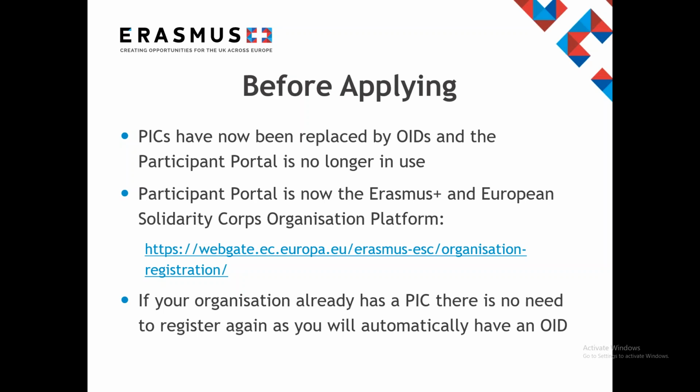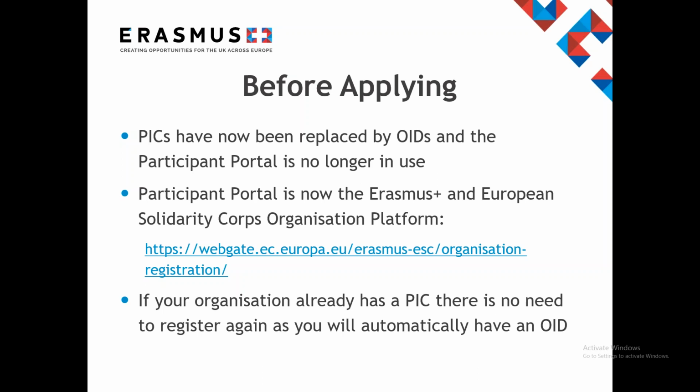Alternatively, you can check whether your organization is already registered through your EU login account by clicking on the Organization tab from the drop-down menu and using the search facility, or online at the web page listed on this slide. If your organization already has a PIC, you should use that one and not create an OID, as having multiple registrations for the same organization will create problems.